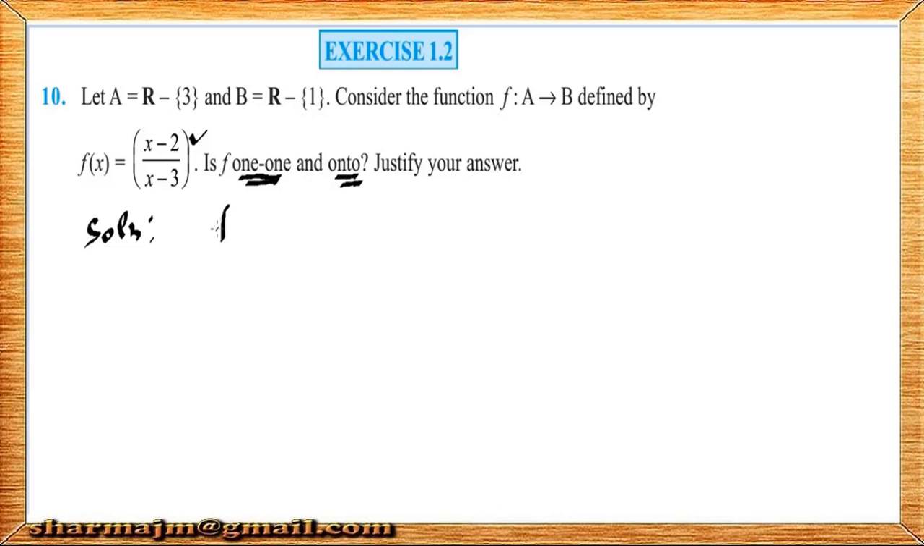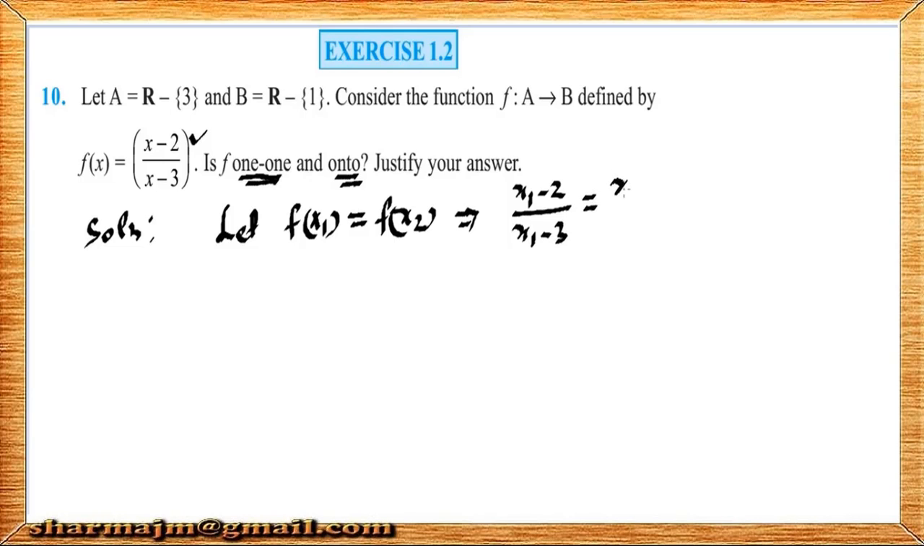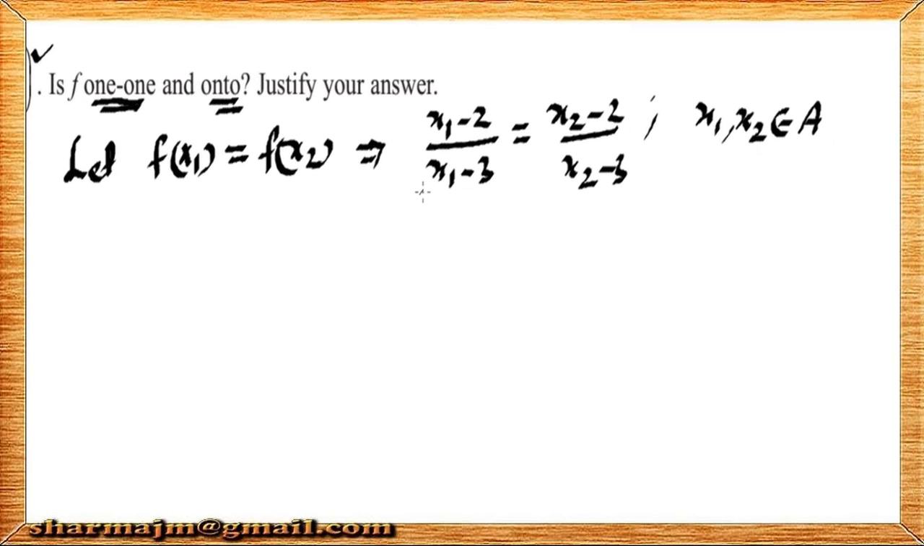Let f of x1 is equal to f of x2, which implies (x1 minus 2) upon (x1 minus 3) is equal to (x2 minus 2) upon (x2 minus 3), where x1, x2 are any two elements of domain A. ओके, और डोमेन में आप देखेंगे 3 एक्सक्लूड किया गया क्योंकि अगर x1, x2, 3 होंगे तो डिवीजन बाय 0 इज नॉट परमिटेड.